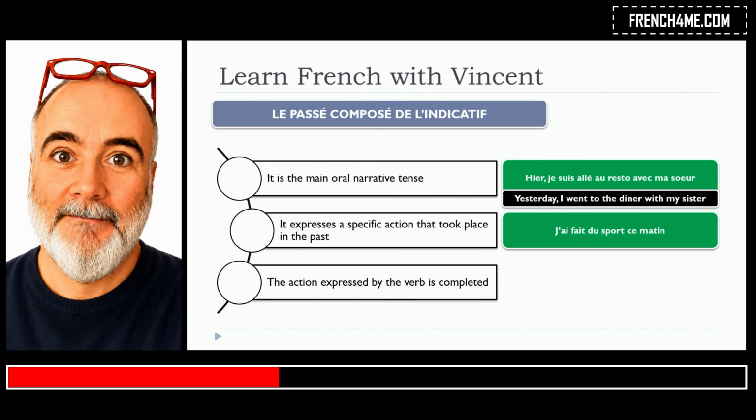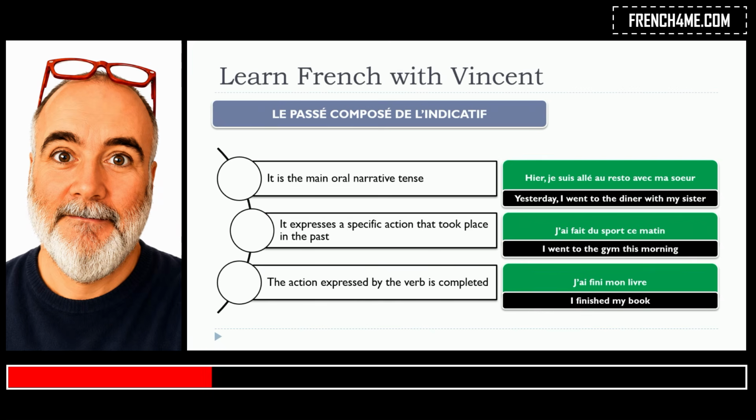The second one, j'ai fait du sport ce matin. In that situation, I took this example to really emphasize the fact that it was an action. J'ai fait du sport ce matin. So clearly it's in the past, but it was something that you did. And the last one, j'ai fini mon livre. That's it. It's over. It's behind you. You don't read it anymore. You've finished your book.